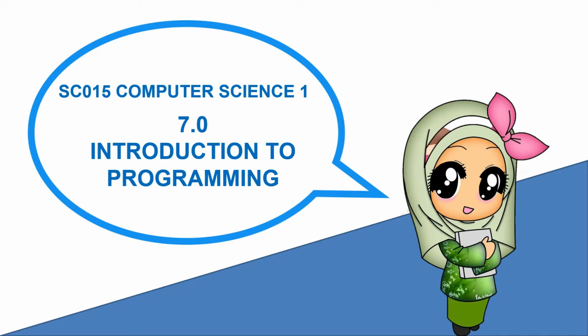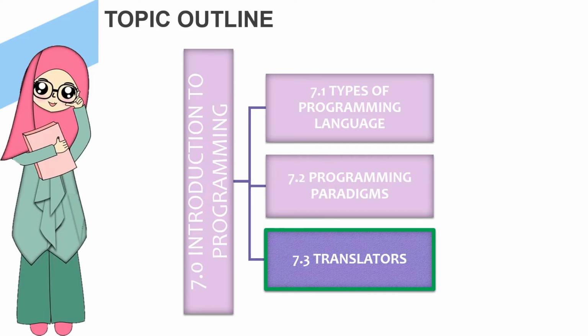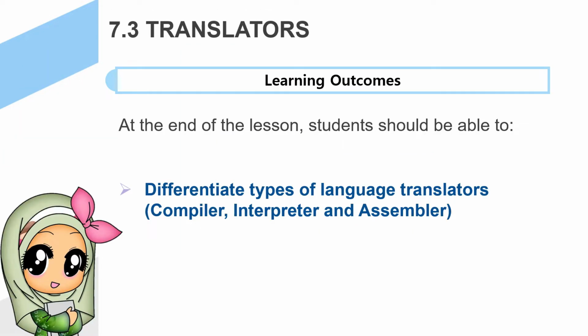Alright class, now we come to the last part of our 7th topic, Introduction to Programming. That is translators. Okay, 7.3 translators. So at the end of this lesson, you should be able to define language translators, and then you should be able to differentiate types of language translators. There are compiler, interpreter, and assembler.